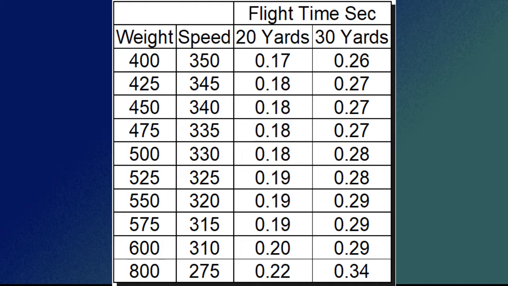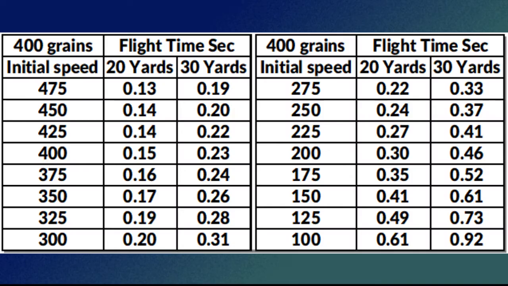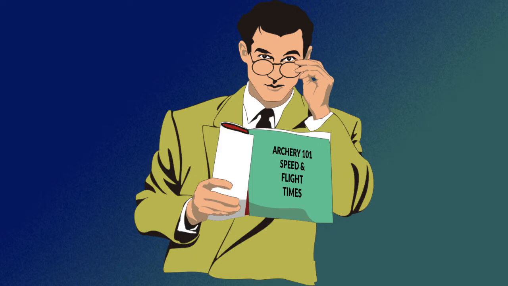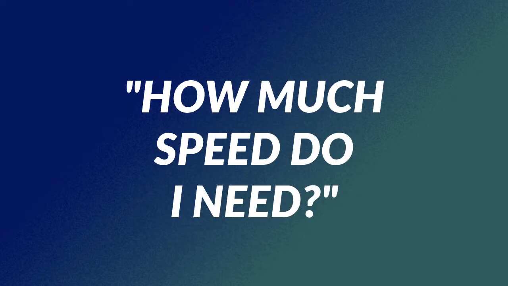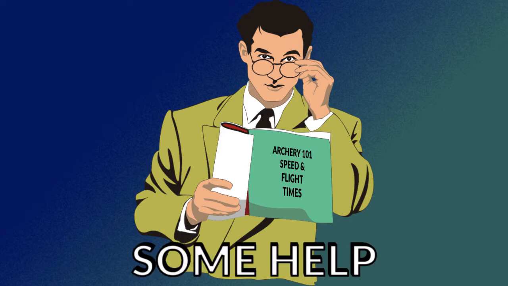The speed change is based on the rule of thumb that for every 5 grains increase in speed, there will be a 1 foot per second drop. This table shows flight times out to 20 and 30 yards with a 400 grain arrow shot at different speeds. I know that I have not directly answered your question on how much speed do I need. I hope that the information that I have provided will be of some help in your decision on what to buy.